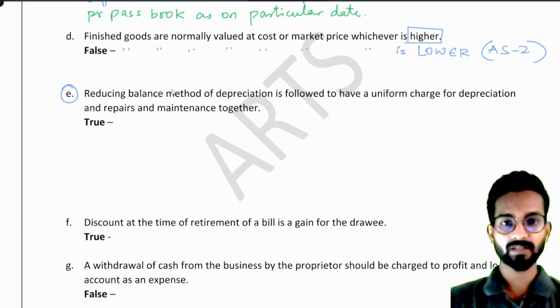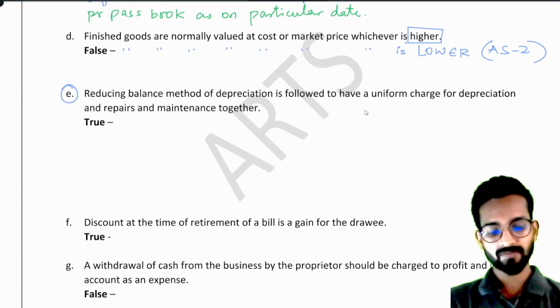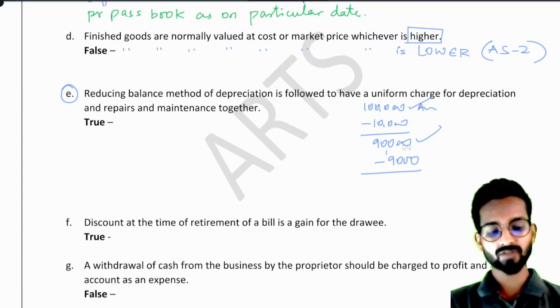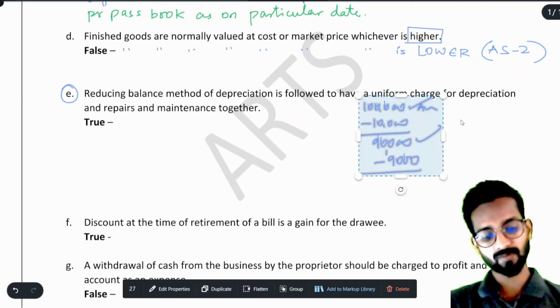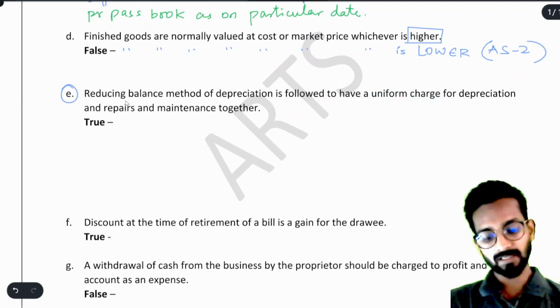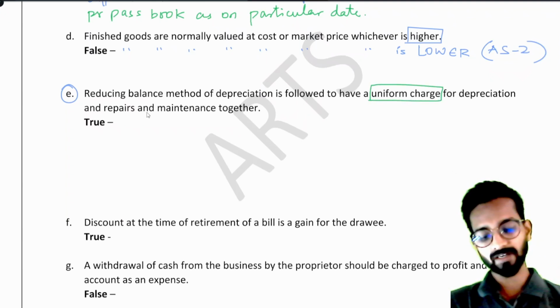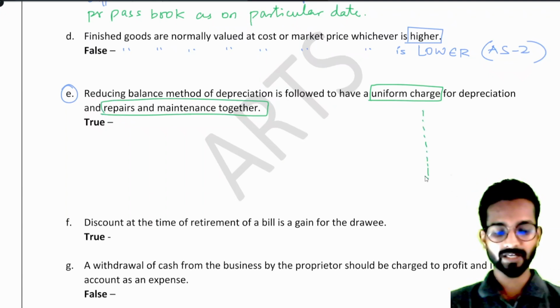Reducing balance method means what? It means that diminishing the depreciation every year is decreasing. See, if suppose I have a 1 lakh rupees asset, first year depreciation will be 10,000, then we will remove this, it will become 90,000 cost, again depreciation will be 9,000, because we are charging on the cost we get after removing depreciation, so the depreciation amount will reduce. But understand what the question is asking. It is asking reducing balance method of depreciation is followed to have a uniform charge for depreciation and repairs and maintenance together. See, what they are saying, that depreciation will fall each and every year.